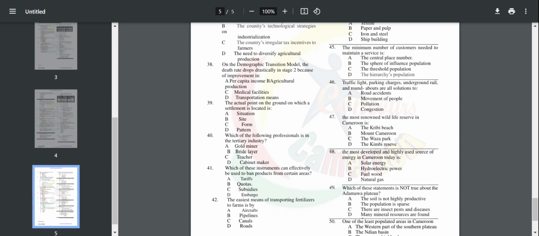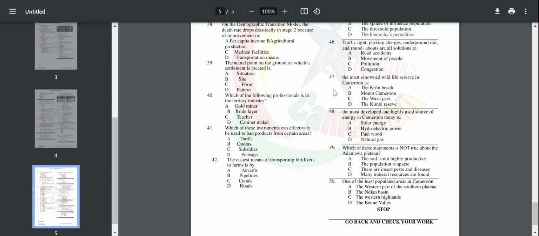Question 46. Traffic lights, parking charges, underground rail, and roundabouts are all solutions to... The answer is A, road accidents.